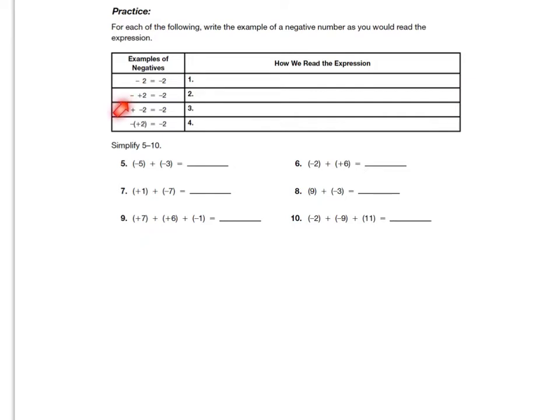So now if this is the operator taking away positive 2, I still get -2. That's why they are exactly the same. -2 and minus positive 2 are the same thing. They're both going to be -2.